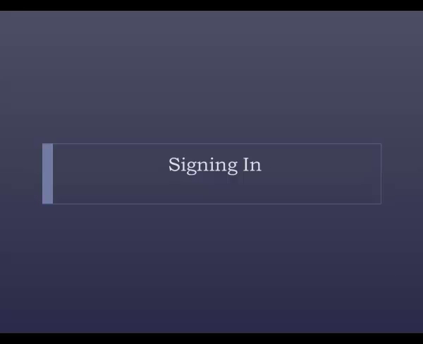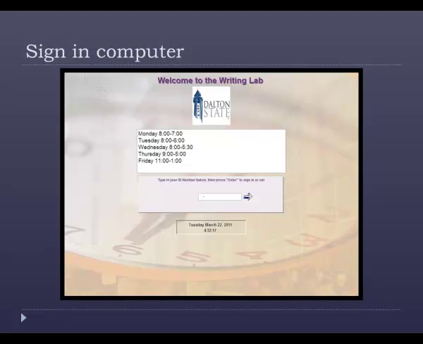When you come to the Writing Lab, the first thing that you need to do is sign in. This is where the sign-in process begins. Begin by typing your student ID number, your 9000 number, on this screen. Or you can swipe your student ID card on the side of the computer monitor.